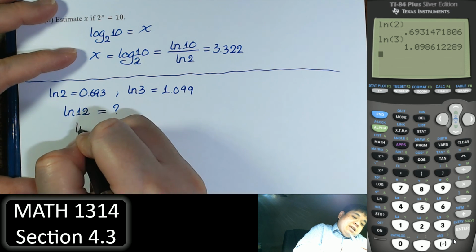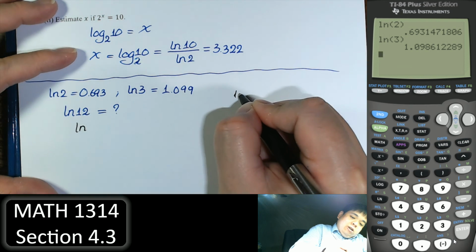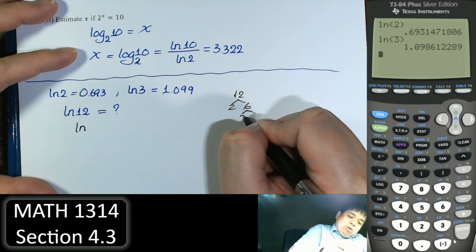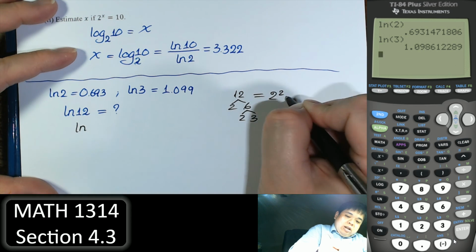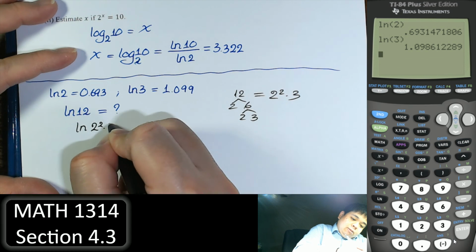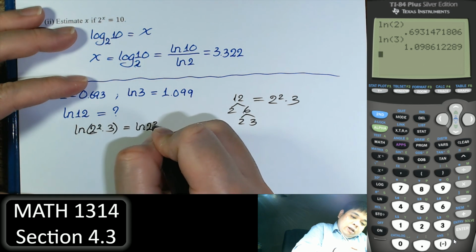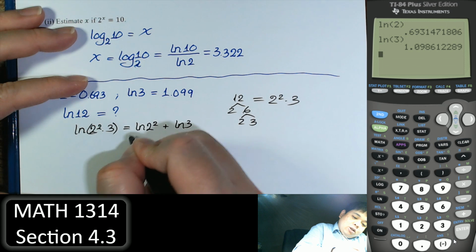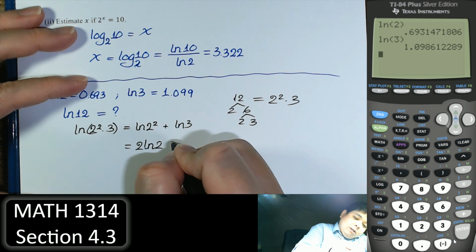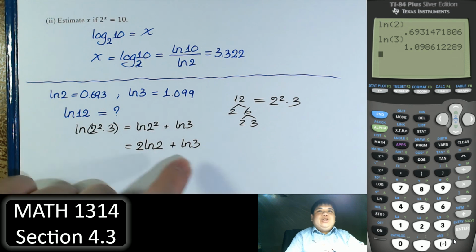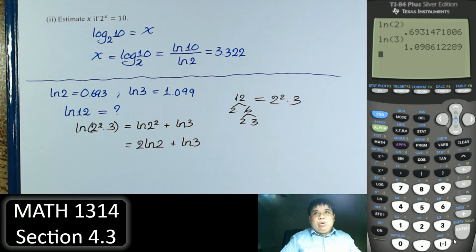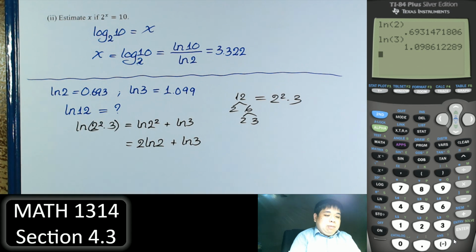Well, in that case we can just write 12, 2 times 6, 2 times 3, so 12 is 2 squared times 3. We split into ln of 2 squared plus ln of 3 and take the 2 outside. And now we have ln of 2, ln of 3. Substitute the values, we have ln of 12. Right. So this is one application of the properties that we have at the beginning of the section. But that's all I want to cover in this section.